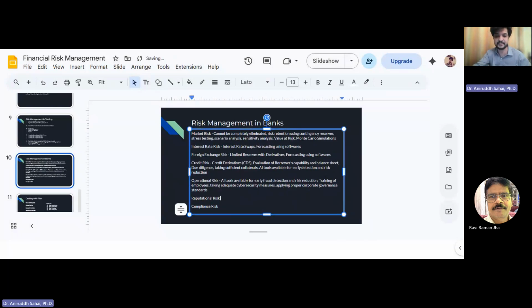Let's now come to reputational risk. Here, this stress testing can be done. PR and marketing exercise can be helpful for trust building.